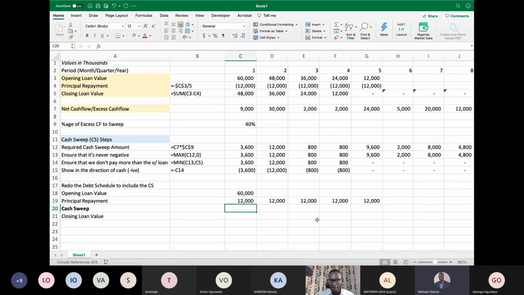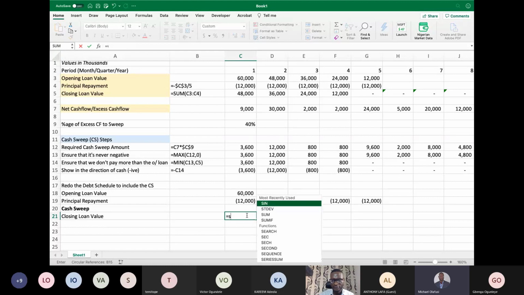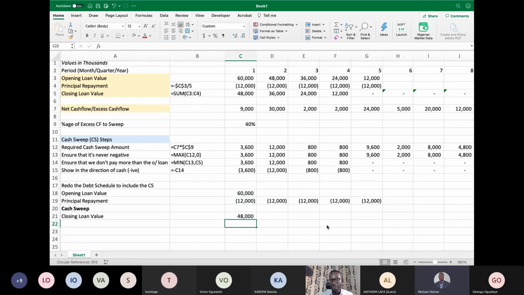And we're going to do the cash sweep now. But before I do the cash sweep, I need to redo what I said, that I like to keep things in the direction of the cash. So we're going to do this cash sweep, but let me fix all of the formulas all at once so that you see the effect. Closing is always opening plus principal repayment, and now plus whatever you have swept to repay the outstanding loan. So that will now give us the real outstanding loan when you have a cash sweep.